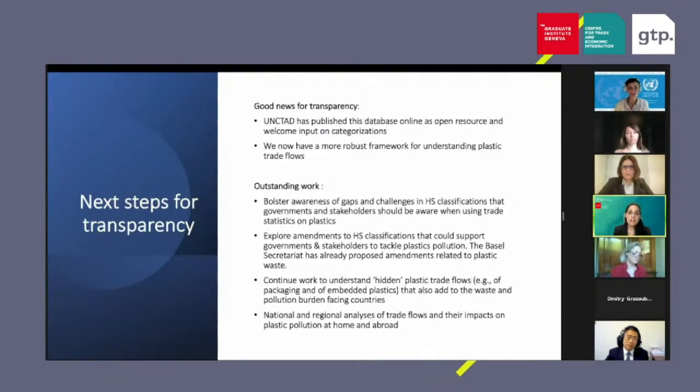Looking forward, we do think we should explore amendments to the HS classifications that could support governments and stakeholders to better track plastics trade, and we're doing some work on a study of what kind of amendments could be useful in that respect. And then, as I said before, we're continuing work to understand these hidden plastic trade flows. And then across this, a key thing is to start using this database at the country level, at the sectoral level, to really do some national and regional analyses of trade flows and their impacts on plastic pollution at home and abroad. And hopefully that will really help inform trade policy making.